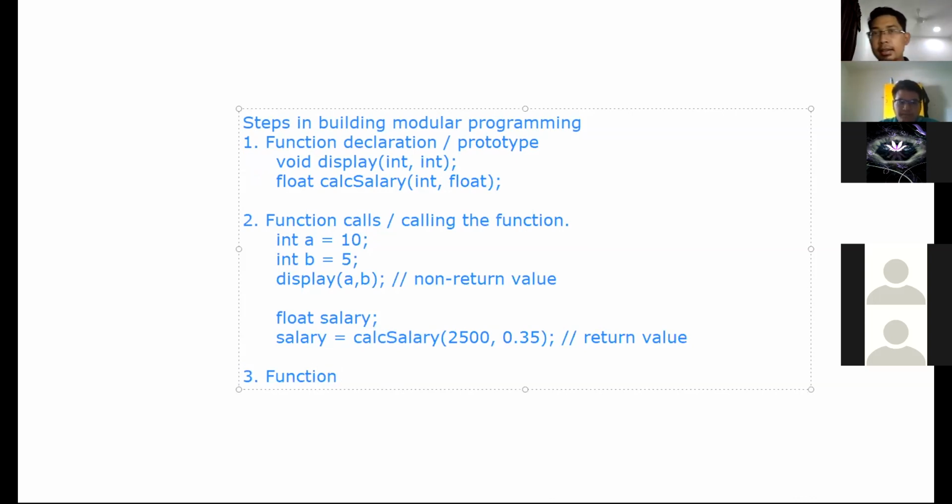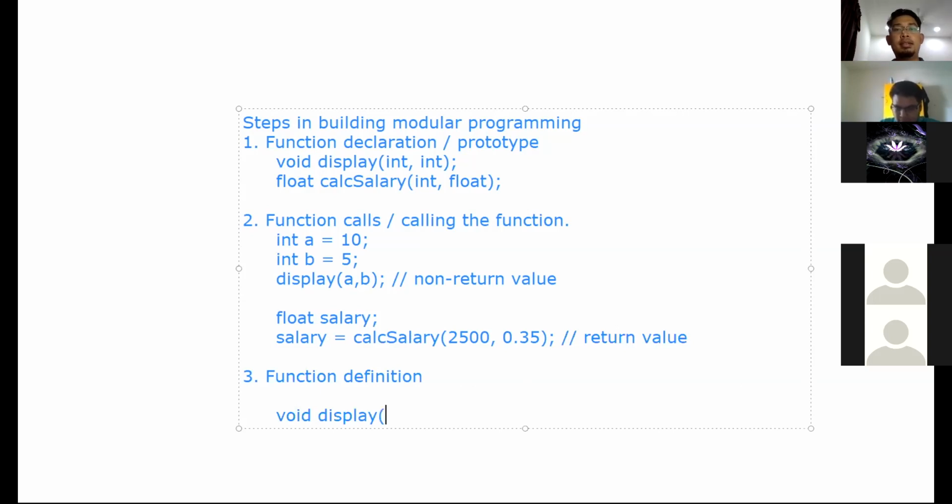Who remembers? Function. It's the function itself. So we call this one function definition. You define the function, you define the process inside the function here. For example, we are using the same name here as well, display, but put here void display. Or just copy and paste from the function declaration and paste it here. There is no semicolon.